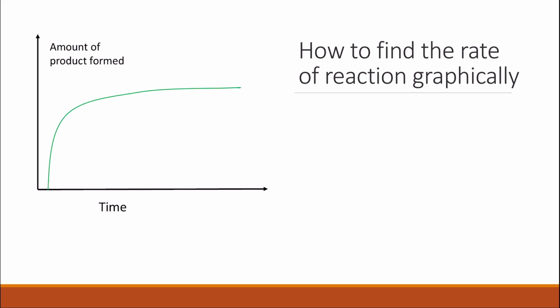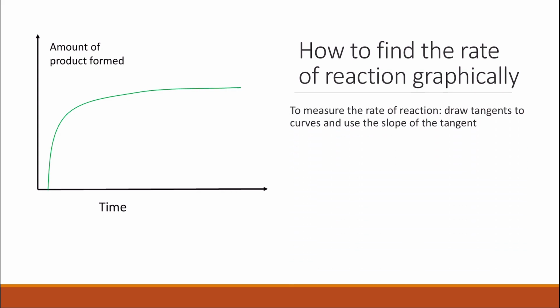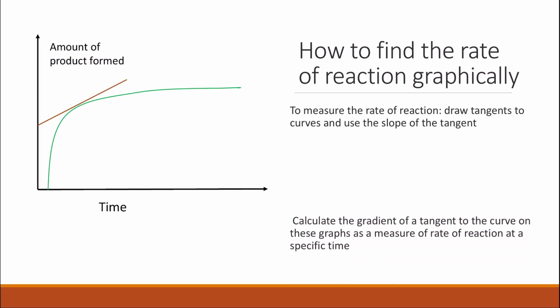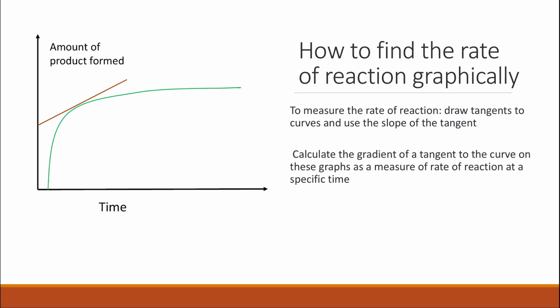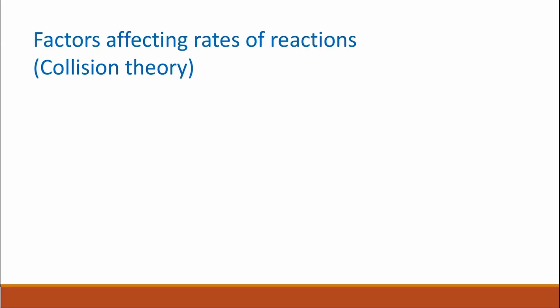You can also find the rate of the reaction graphically, and you can do this by simply drawing the graph which represents the change in the amount of product formed over time or the amount of reactant used up over time. Then, to measure the rate of the reaction at a certain point in time, you can draw the tangent at this point, and then calculate the slope of that tangent by calculating the change in y and change in x. The slope or the gradient of the tangent will be the change in y over the change in x, and that's the rate of the reaction.